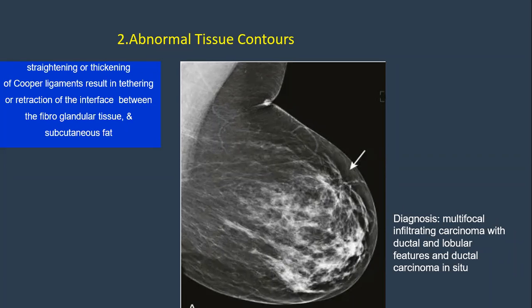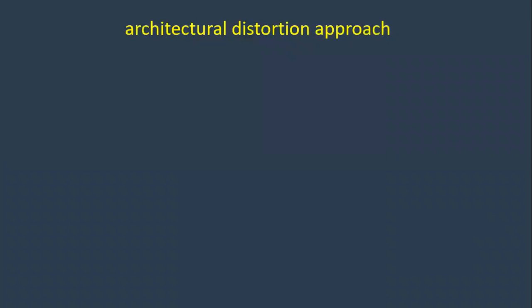And in this case, it was multifocal. This is the same as you have seen in the spot magnification view of multifocal mixed ductal and lobular carcinoma with DCIS. So how could we approach the architectural distortion? Any suggestion? Now we know what architectural distortion is. We have seen it. How could we approach it on mammography?